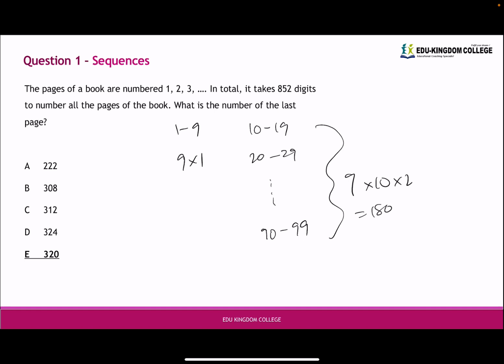So that's 180. Now that we have 1 digit and 2 digits covered, let's try and figure out how many 3-digit numbers we can make to figure out which number this book finishes on. So 852. Let's do some subtraction to see how many digits we can use up. So 3, 6, 6. So 663 digits. If we divide that by 3 to see how many 3-digit numbers we can make, it's going to be 221. So we can make 221 3-digit numbers after 99. So the first one's going to be 100, and then 220 more later is going to be 320.